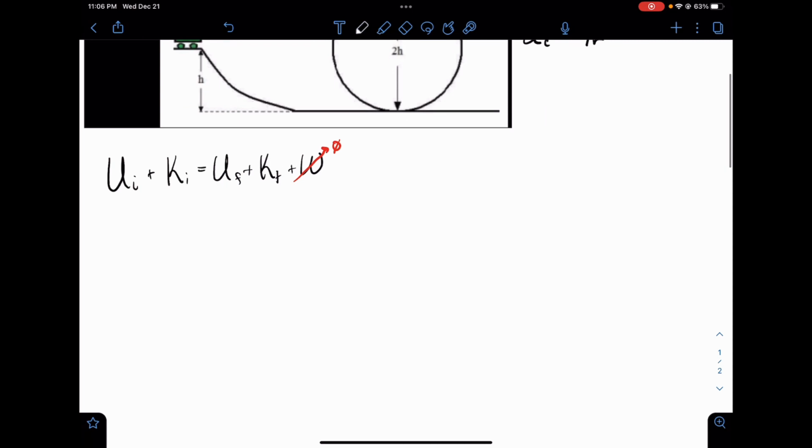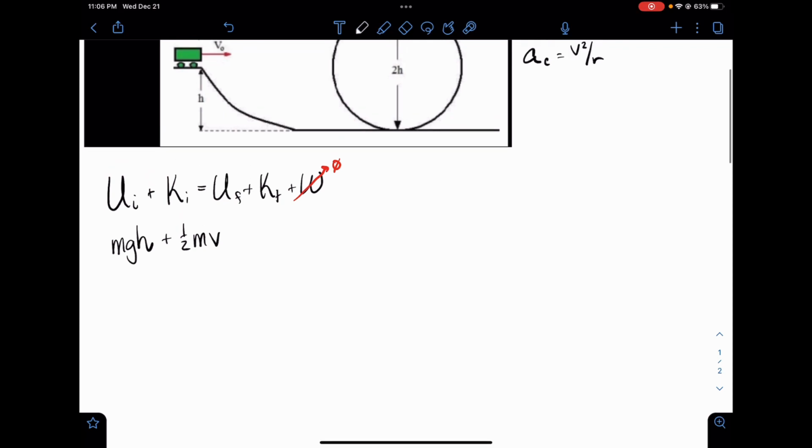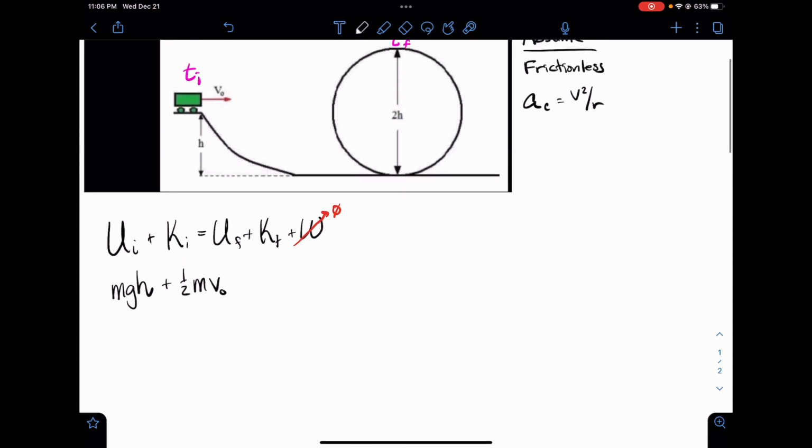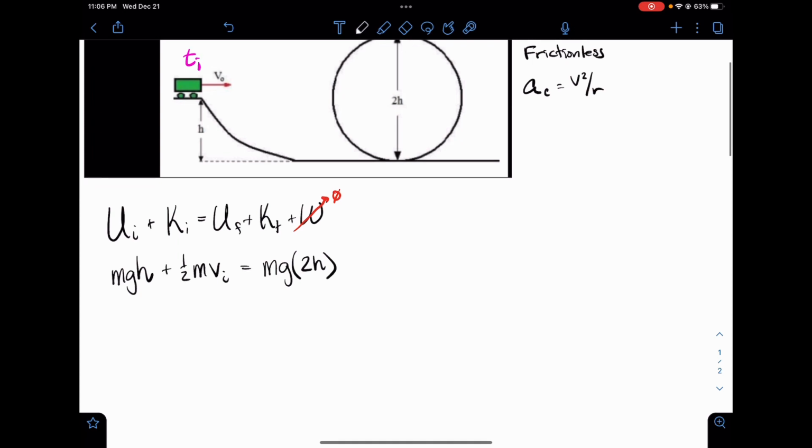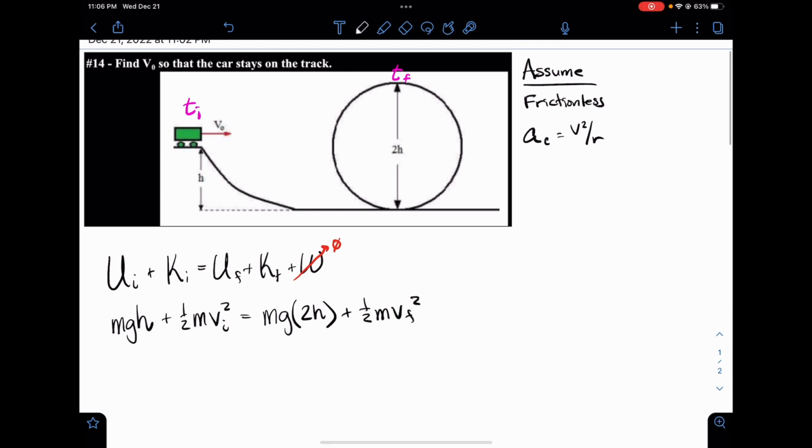So we're going to start off with mgh plus 1/2 m v initial, or they call it v naught. I'm going to call it v initial, just to keep my nomenclature all the same. Mg times 2h is our second potential energy, plus 1/2 m v final squared. Both of these are squared, forgot that.